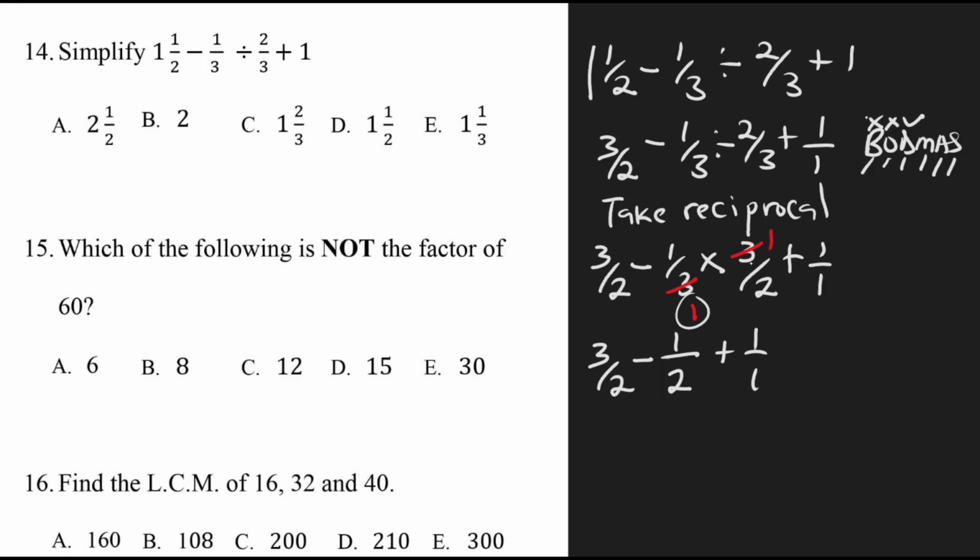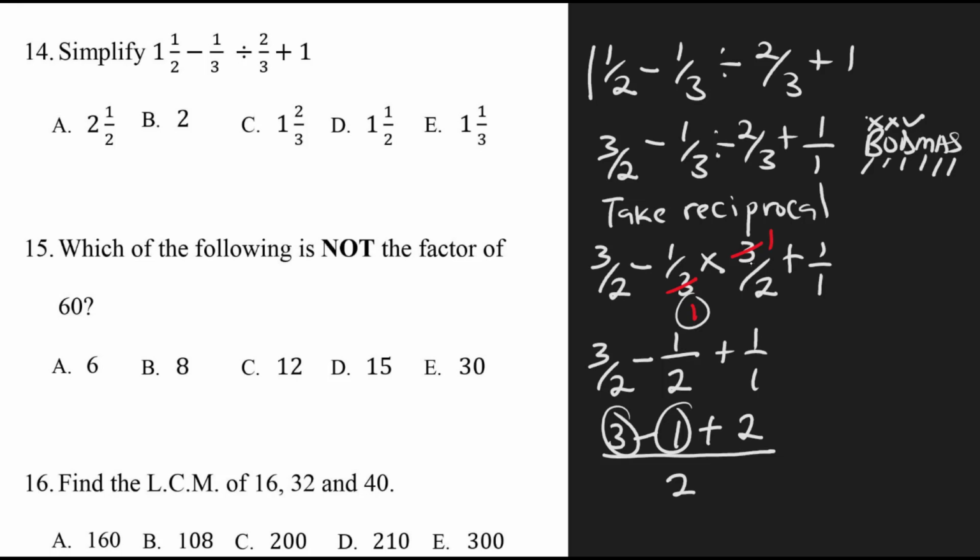So what next? Since the denominators are different, we'll take the LCM. And what's the LCM? The LCM is 2. 2 divided by 2 is 1, and 1 times this 3 is 3. Then we write 3. Bring down your minus sign. Minus, 2 divided by 2 is 1, and 1 times the numerator 1 is 1. Plus our plus sign, 2 divided by 1 is 2, and 2 times 1 is 2. So we have 3 minus 1 is 2.